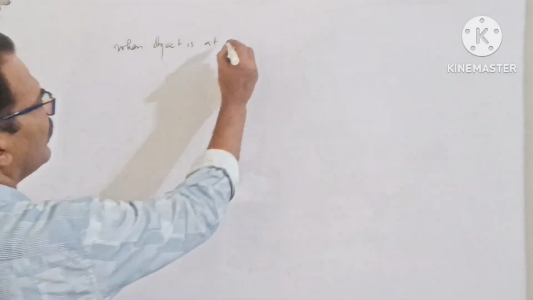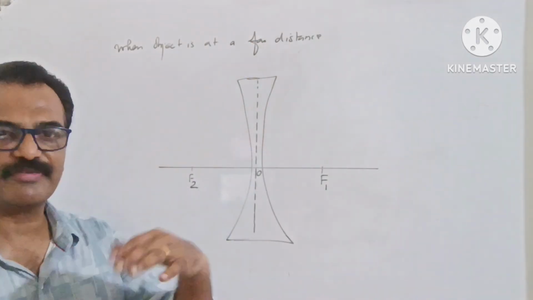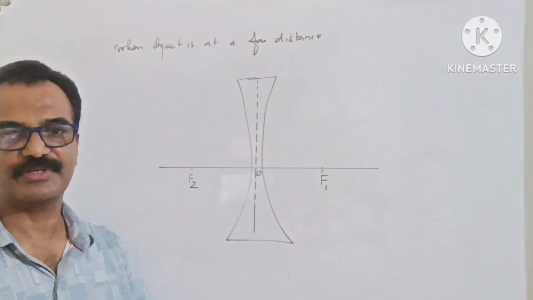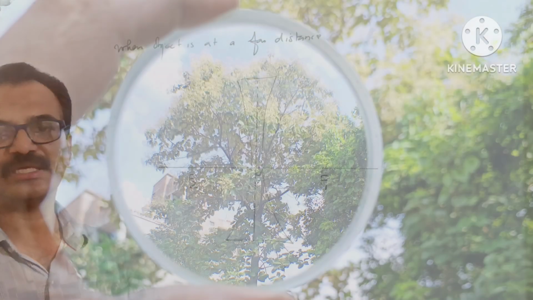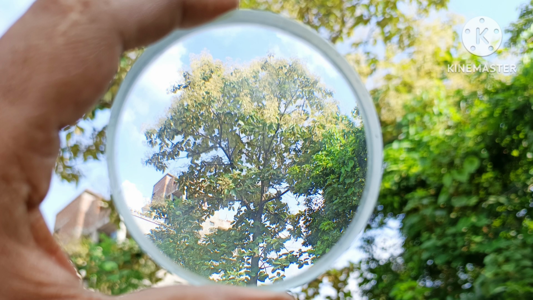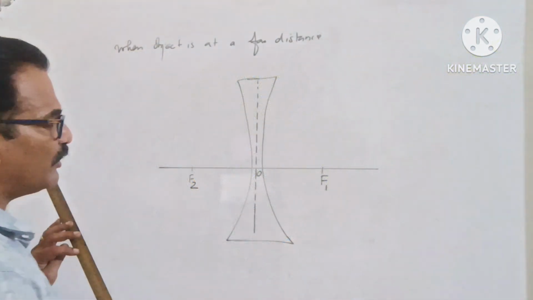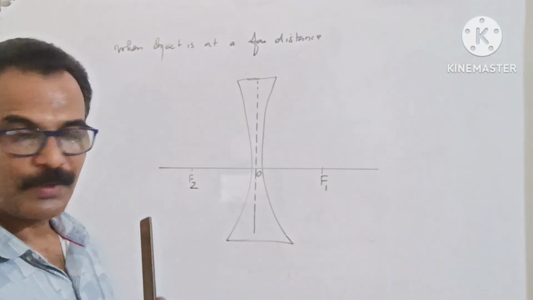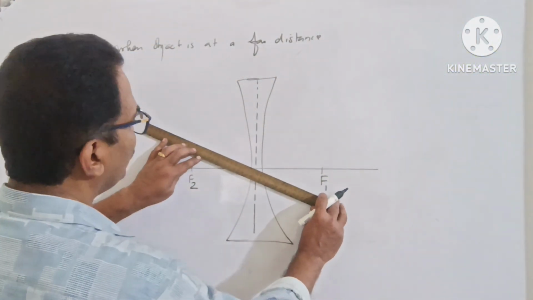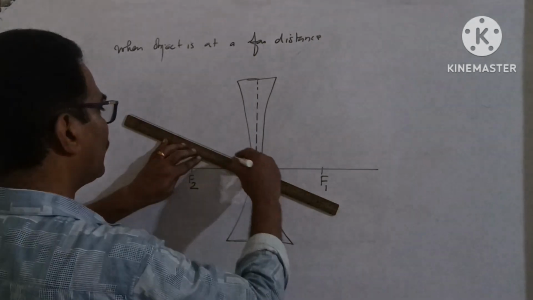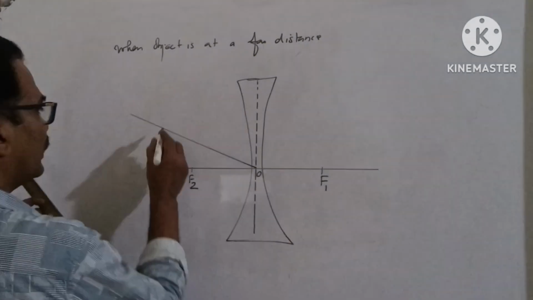Our object is at a far distance, not at infinity. You can think about a tree at a far distance. When the object is at a far distance, light rays coming from one point will be parallel to each other but not parallel to the principal axis. So which rays do we consider? One ray, there is no doubt, we will take a ray directed towards the optical center.